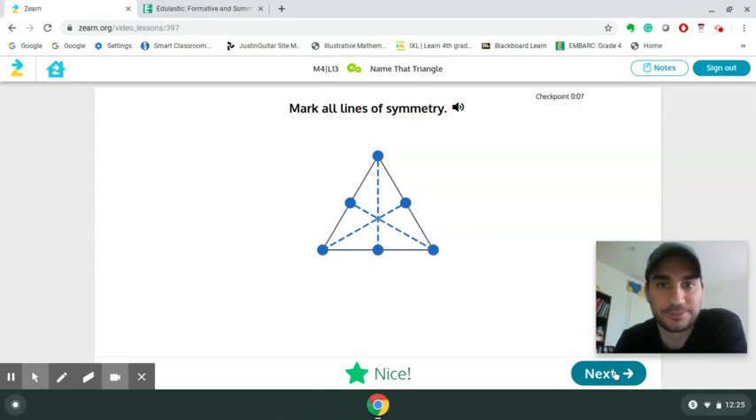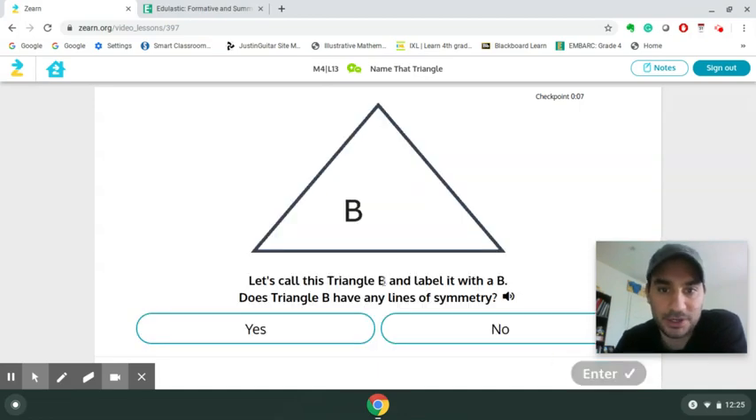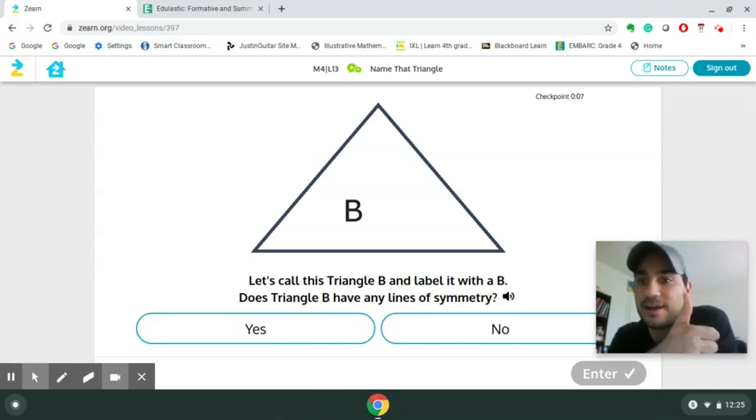Nice work. Let's call this triangle B and label it with a B. Here's our B. Does triangle B have any lines of symmetry? Pause the video now before you answer. I want you to tell me, does it have lines of symmetry? And how many lines of symmetry does it have?